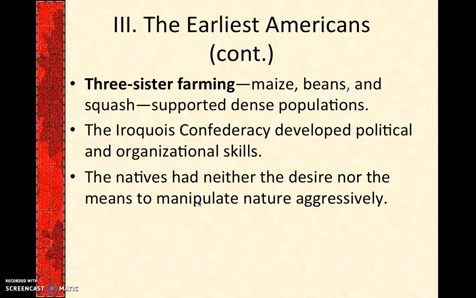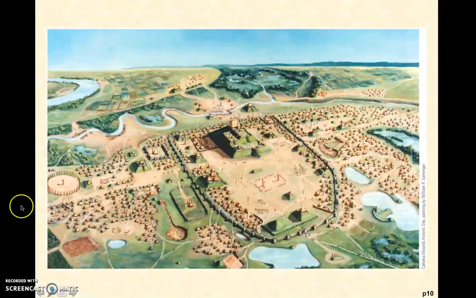The natives had neither the desire nor the means to manipulate nature aggressively, so they used nature for what was necessary. They didn't manipulate it aggressively, partially because they couldn't, partially because they were getting what they needed as is. That does not mean that, had they had the resources and technology that Europeans had, they wouldn't have manipulated it aggressively. They probably would have, because they are still humans.